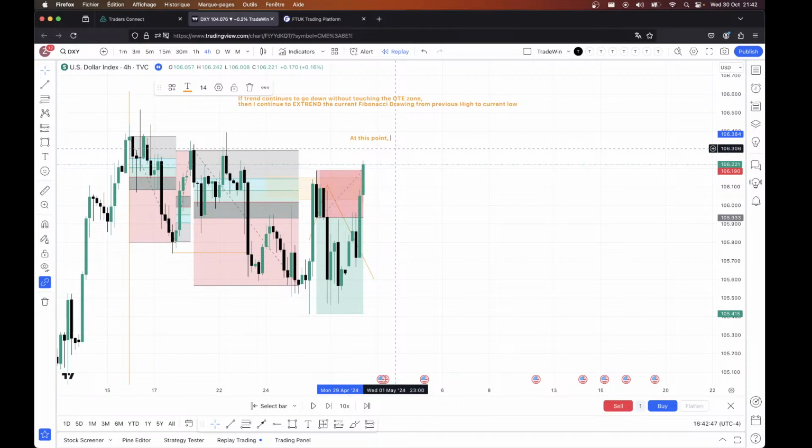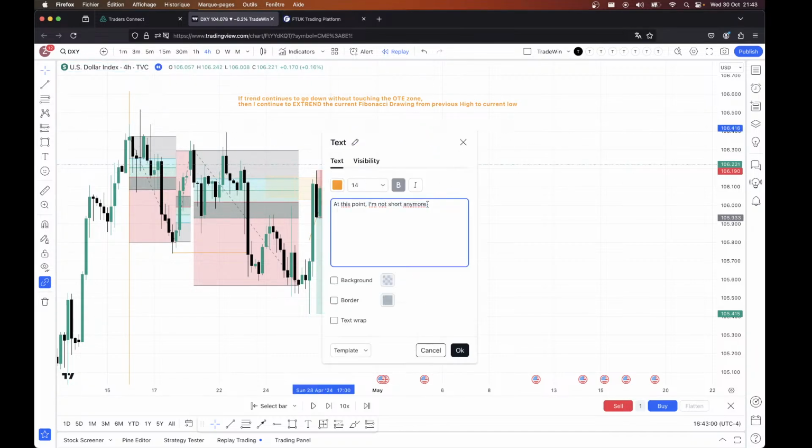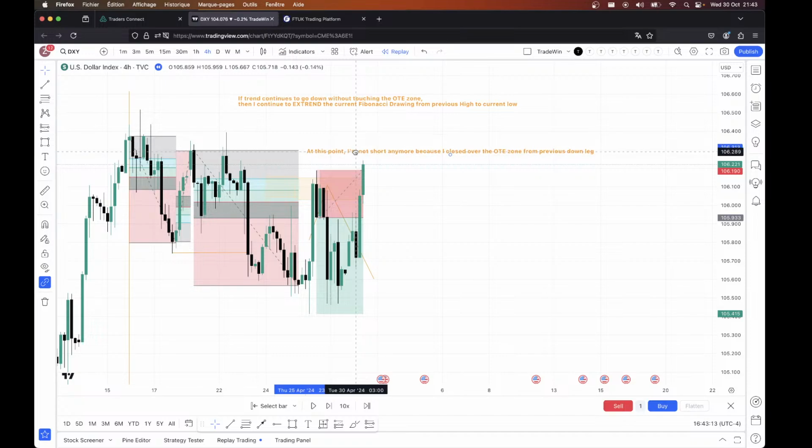Okay, at this point, I'm not short anymore because I made a new high and I closed above. Because I closed over the OTE zone from the previous down leg. I don't know what to do, but this is a loss. Perfectly fine. So let's continue to see what price does.